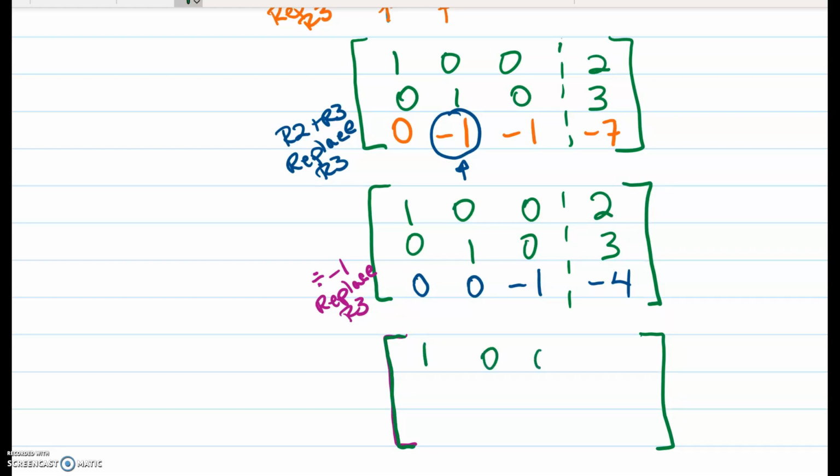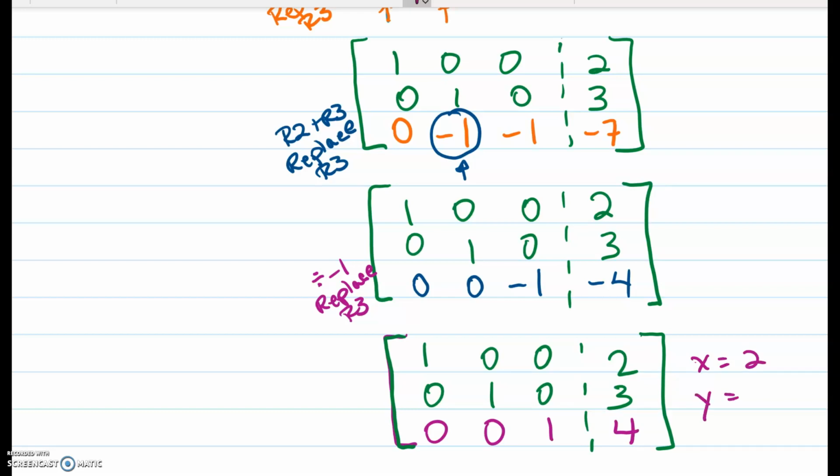So 1, 0, 0, 2, 0, 1, 0, 3, and this last row then becomes 0, 0, 0, 1, positive 4. So x is equal to 2, y is equal to 3, and z is equal to 4. And if you put all three values into all three of those equations, you will find that they all work. So I hope this was helpful.